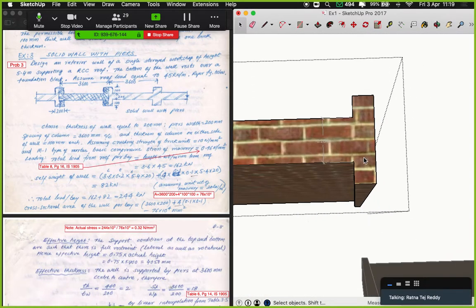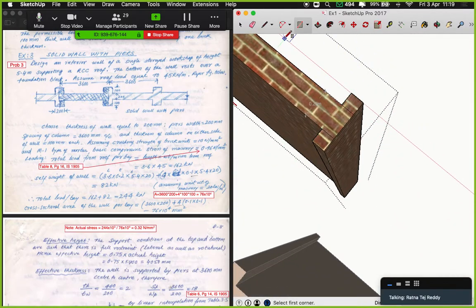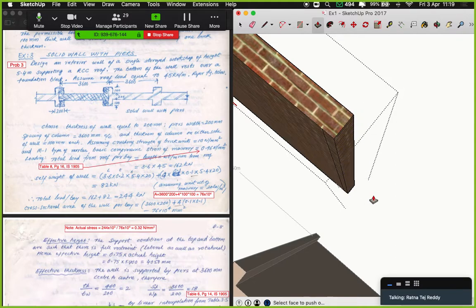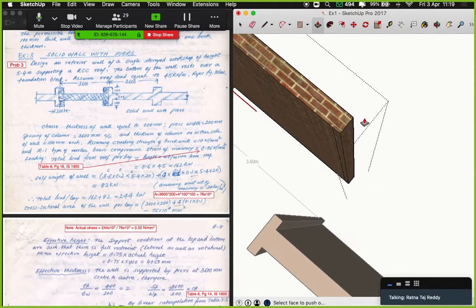If I break this down into much smaller pieces, let me just break this. If you see, the self weight of the wall is just that part, just the wall on either side. It's just a solid wall. We need to calculate the self weight of both projections which are happening on either side as well.